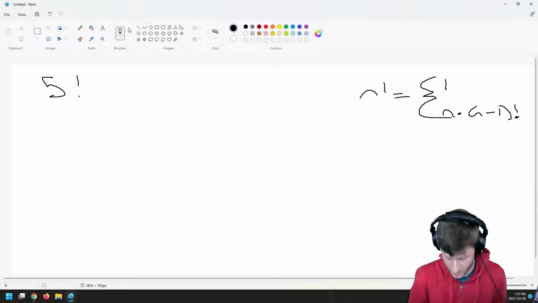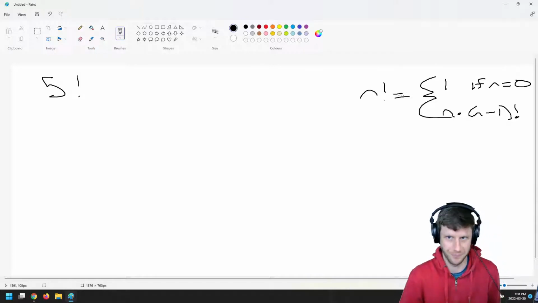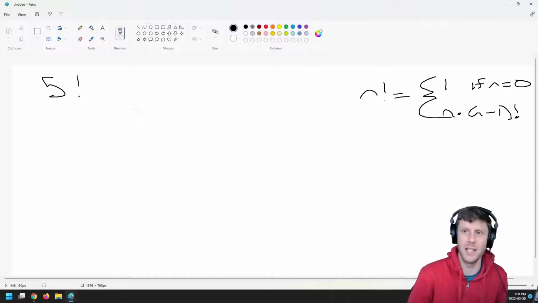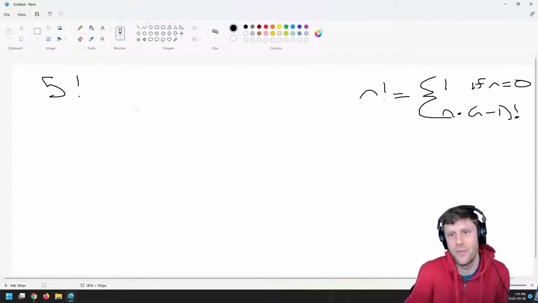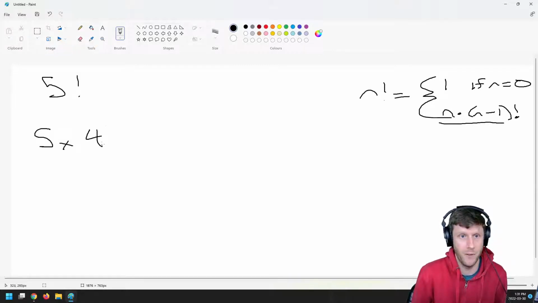If n equals 0. Okay. Well, 5 factorial, so now n is 5. Is n equal to 0? No. So it's equivalent to this part right here, which is 5 times 4 factorial, right? Because n is 5, 5 minus 1 is 4.